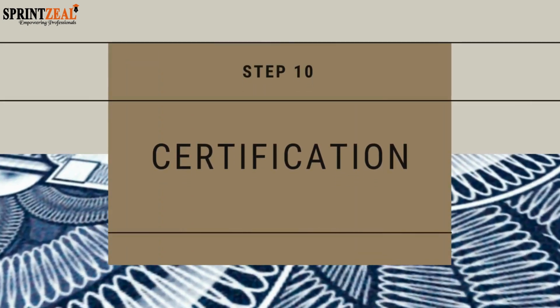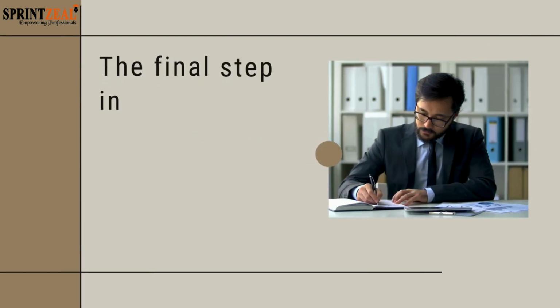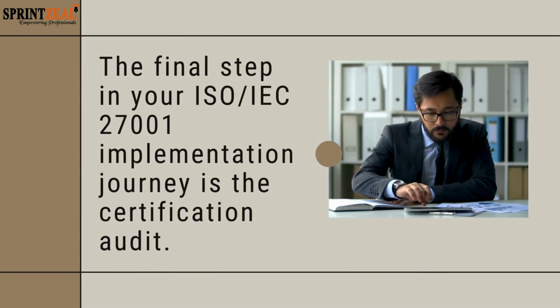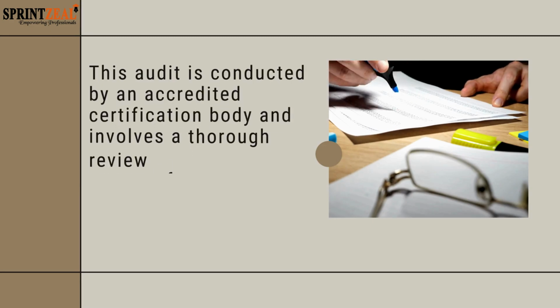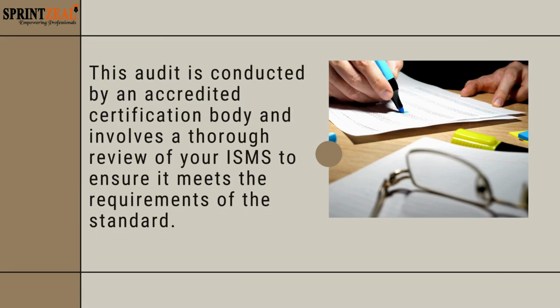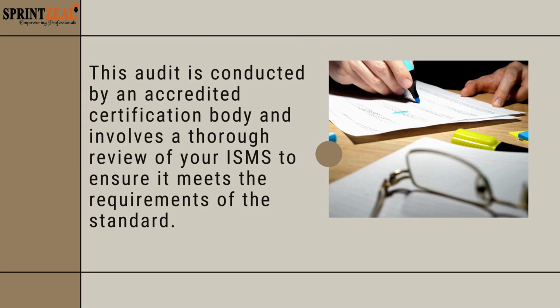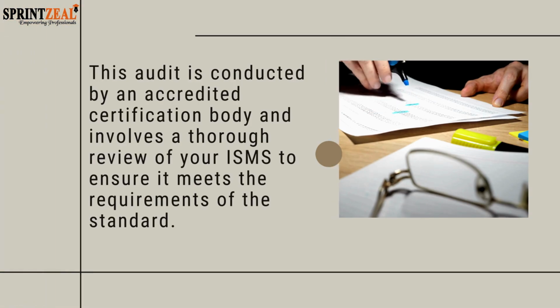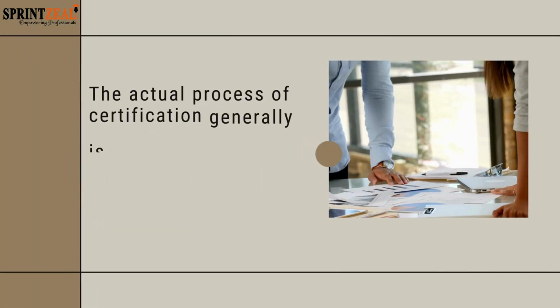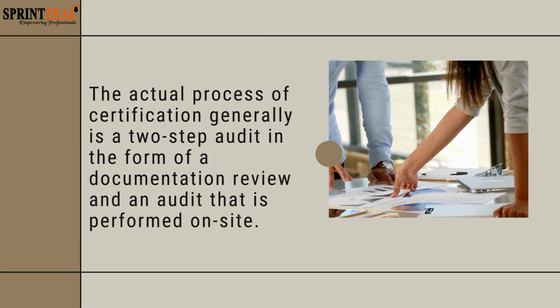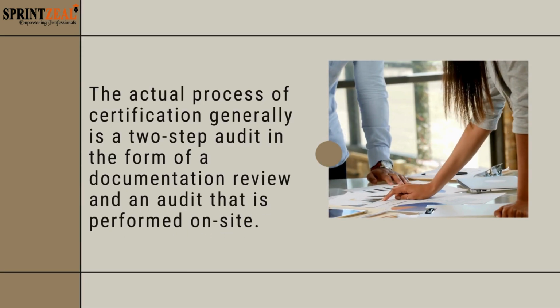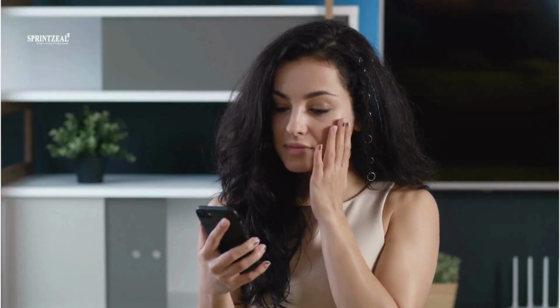Step 10. Certification. The final step in your ISO/IEC 27001 implementation journey is the certification audit. This audit is conducted by an accredited certification body and involves a thorough review of your ISMS to ensure it meets the requirements of the standard. The actual process of certification generally is a two-step audit in the form of a documentation review and an audit that is performed on-site.